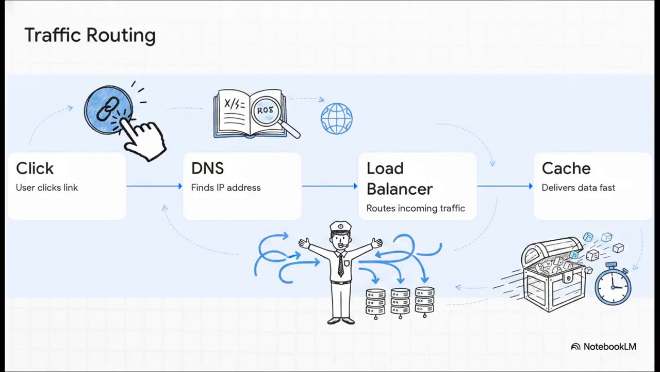Let's walk through this seamless sequence, highlighting the critical metric of time to first byte, or TTFB. Step 1, the user clicks a link. Step 2, DNS resolves the routing. Step 3, the load balancer securely distributes the request. And Step 4, the cache or application server processes and delivers that fast data.